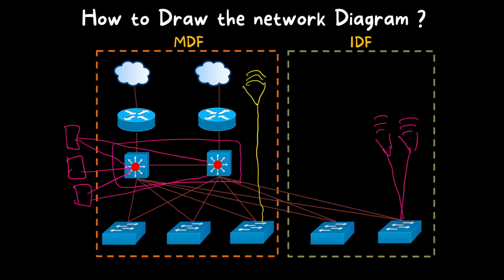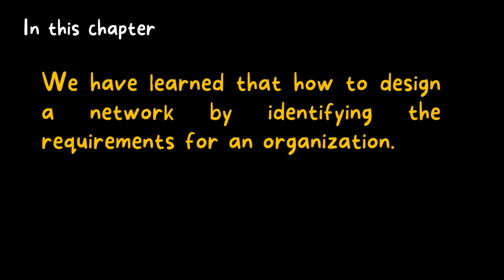I hope this chapter is very helpful for you. You have learned how to design a network from scratch by simply understanding the requirements and the connectivity. This is just an example. By understanding this concept, you can design large complicated enterprise networks for large companies. So in this chapter, we have learned how to design a network by identifying the requirements for an organization.